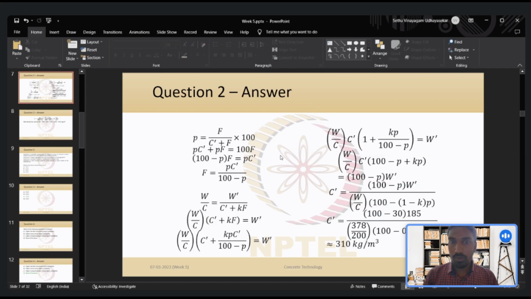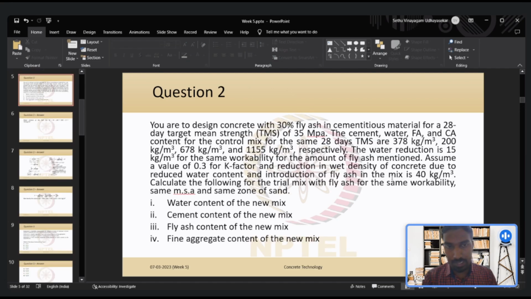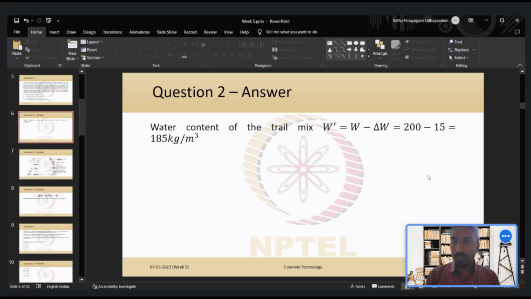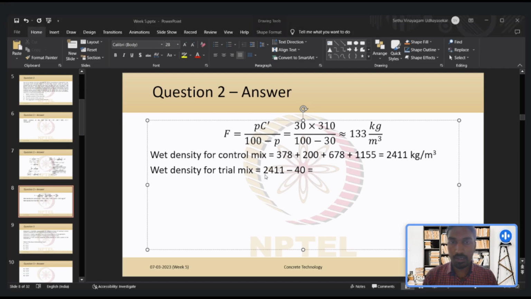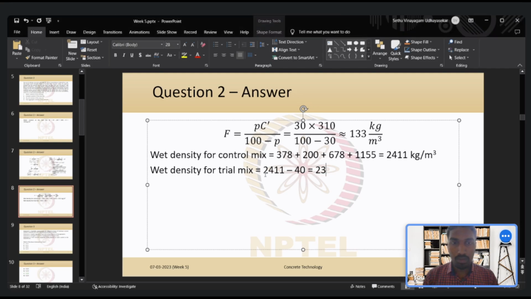Now, we are also told that because we are adding fly ash, the trial mix's wet density will come down, and that reduction in the wet density is given as 40 kilogram per meter cube. So the wet density for the trial mix that we are going to do is 2411 minus 40. Because there is a reduction of 40 kilogram per meter cube, the new density is 2371.